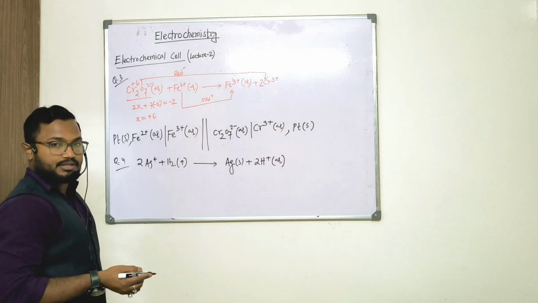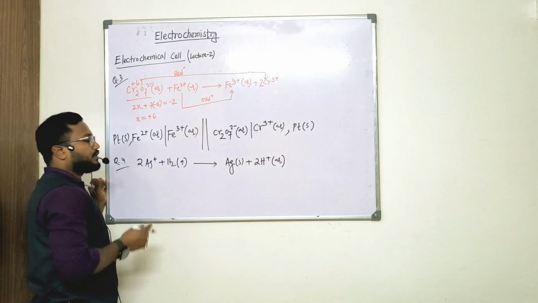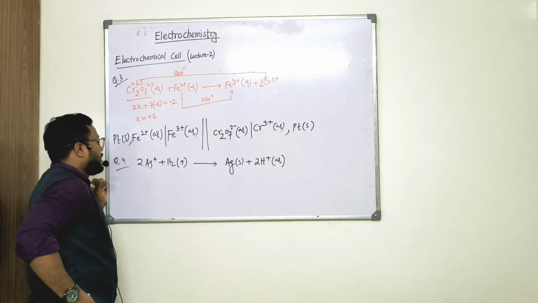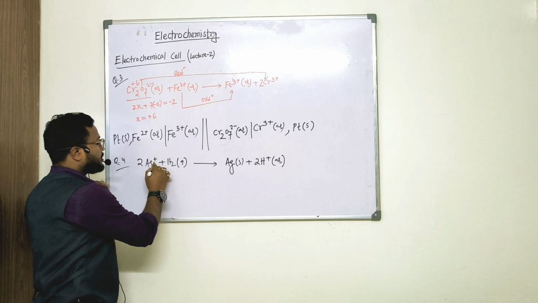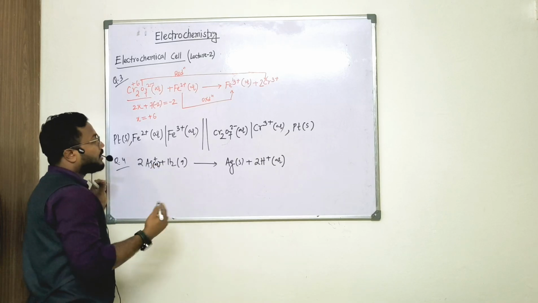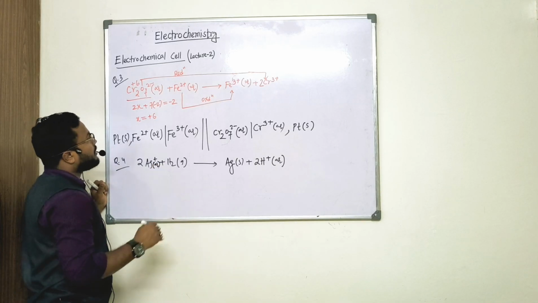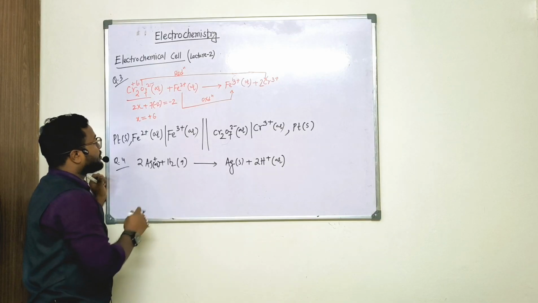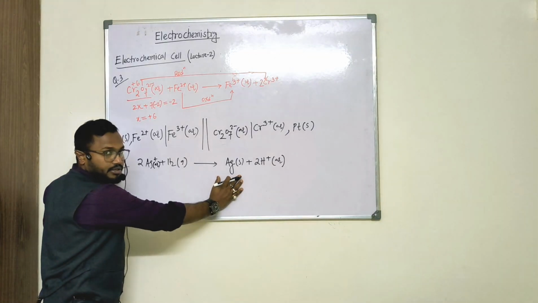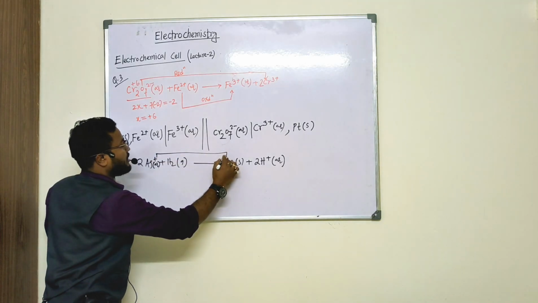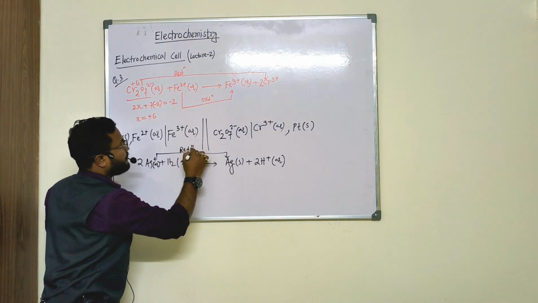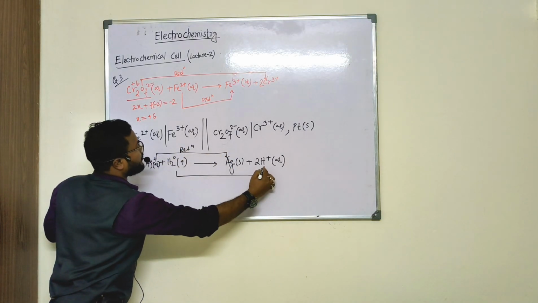How can I represent the cell reaction? Let's check out in this case. If I am taking this compound, 2Ag+, this is aqueous state. How can it be represented? Let's check out the form. Ag+ to Ag solid, 1 to 0. This is our reduction reaction. Here 0 to plus 1.